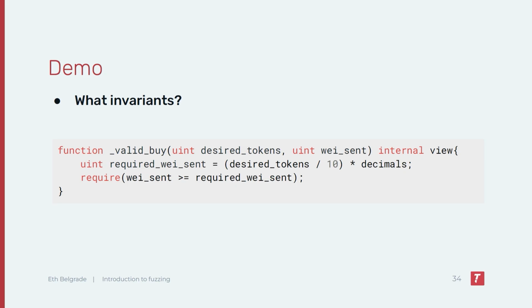So what invariant can we think of here? One of the simplest invariants we can think of is for a function that takes some amount of token and takes how much ether you send. One thing you can say is that if the amount of ether you send is 0, you should not be able to receive tokens. If I'm sending 0 ether, I should not be able to mint any token.